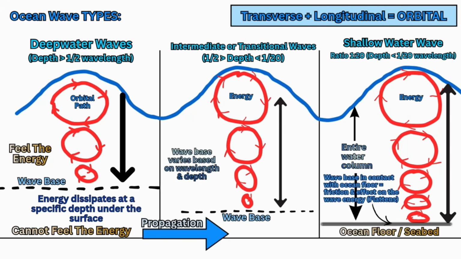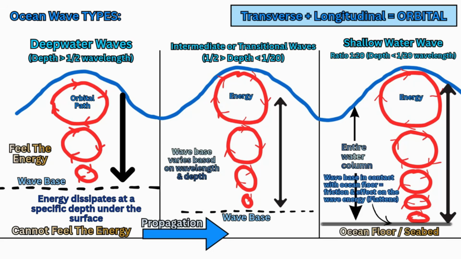Then we have shallow water waves. This is where the energy is at the surface but goes down through the entire water column from the surface down to the seabed. These waves are important because tsunamis fall under this classification of a shallow water wave. These shallow water waves have an energy depth less than or equal to 1/20th the wavelength of the energy.